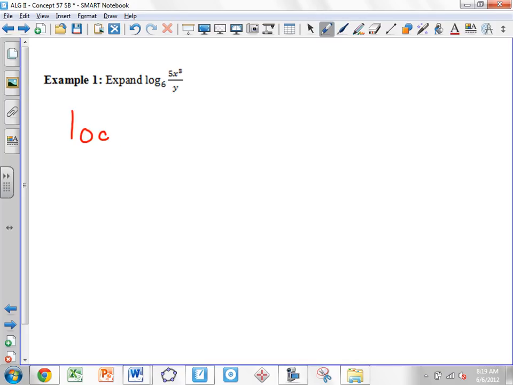So let's start by writing this as log base 6 of 5 plus log base 6 of x cubed. Again, those two quantities, 5 and x cubed, are both in the numerator. Since they're both in the numerator, they both have positive signs in front of them. What's in the denominator here? Just a y. So in the next part, put minus log base 6 of y.